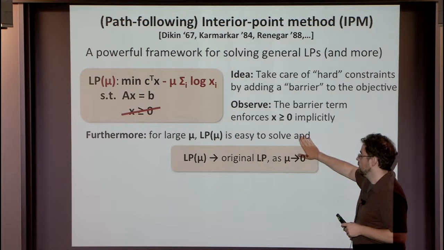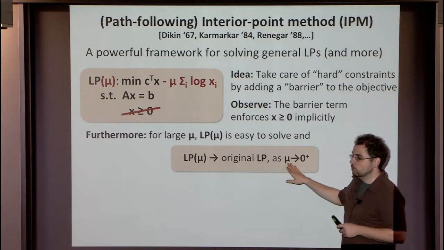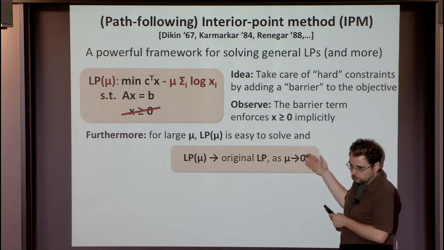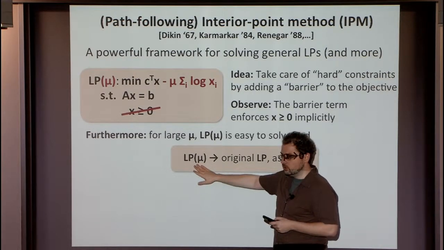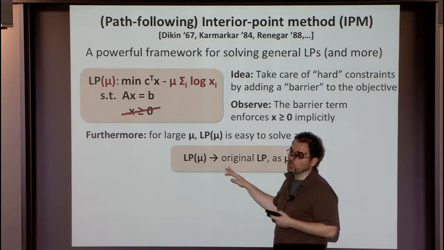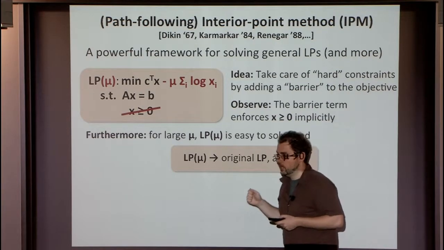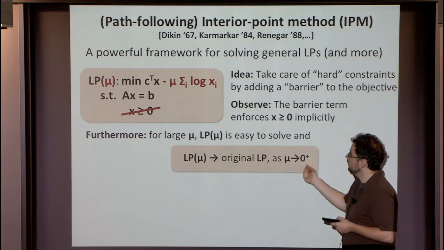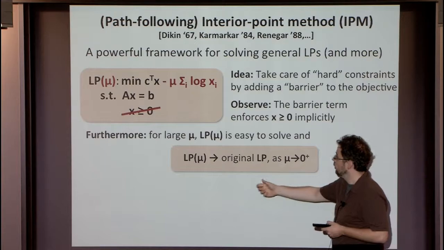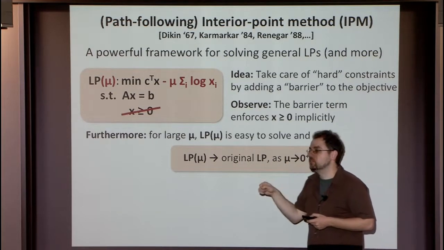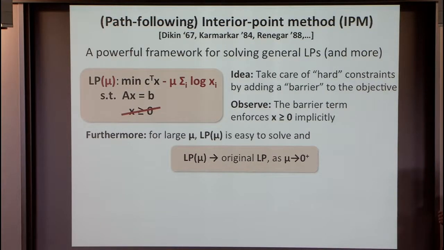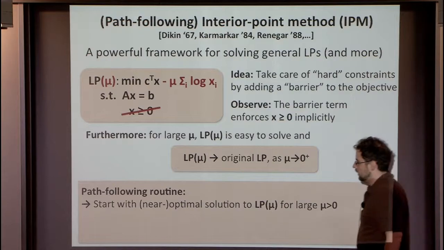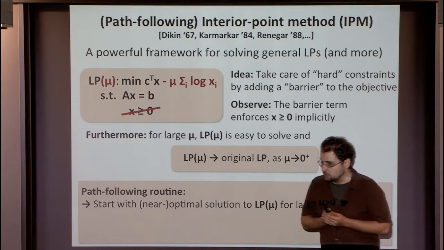And the other thing that you can also notice is that as mu approaches 0 from the positive side, the optimal solution to our LP mu becomes close to the optimal solution to the actual LP you want to solve. So essentially all we are really looking for is the solution to LP mu for mu being very close to 0. So this is the observation, and once you have it, you might already get a hint how to try to solve such a problem.